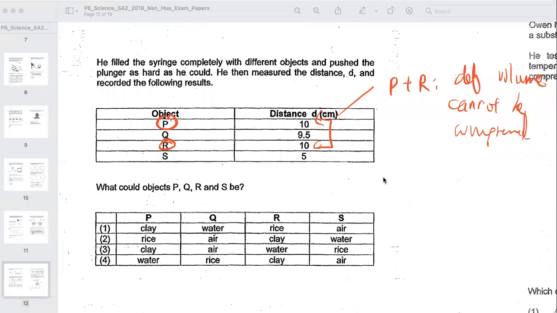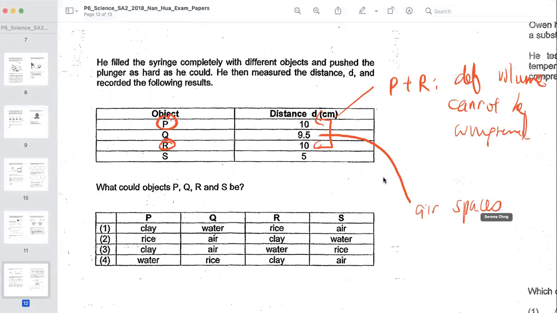Okay, I went to answer a call. So now, I was saying Q must have some air spaces because it is the air in the air spaces that can be compressed. So I'll choose Q being something that has some air spaces and can be compressed. It cannot be water, because water cannot be compressed at all. It cannot be air because a lot more air can be compressed. So the only thing I can have is the air in between the rice grains. So this is the best answer.